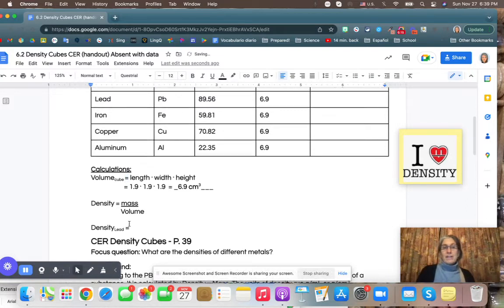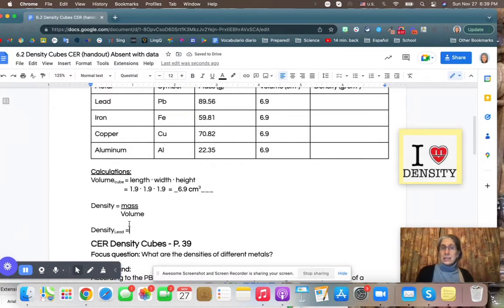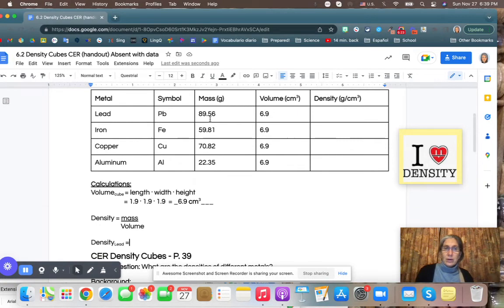So I'm first going to find the mass. So once again, I'm using the formula density equals mass over volume. So I have to find the mass of lead, which is 89.56. And I'm going to put the units here just so you can see where we get the units for density over here. So the units are grams, and I'm going to put this over the volume.